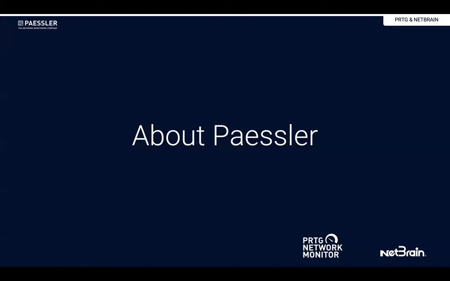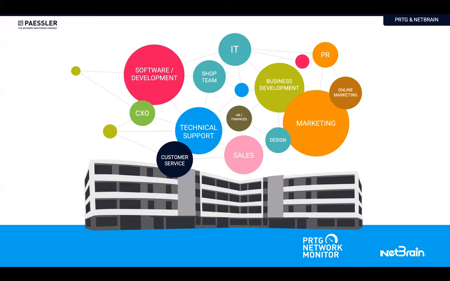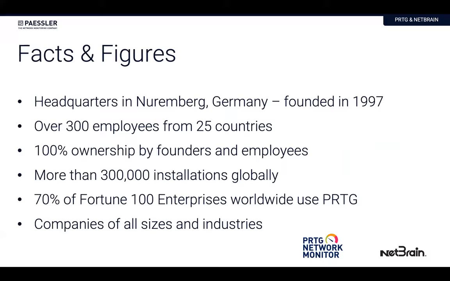Good. About our company. So you may have heard about Pesla, you may have heard about PRTG. If not, just a couple of words. We're a German company based in Nuremberg, our headquarter, which is drawn on the previous picture. We've been founded in 1997. As of today, we count over 300 employees from more than 25 countries. We are 100% owned by founders and employees. So the company Pesla is called after its founder, Dirk Pesla.